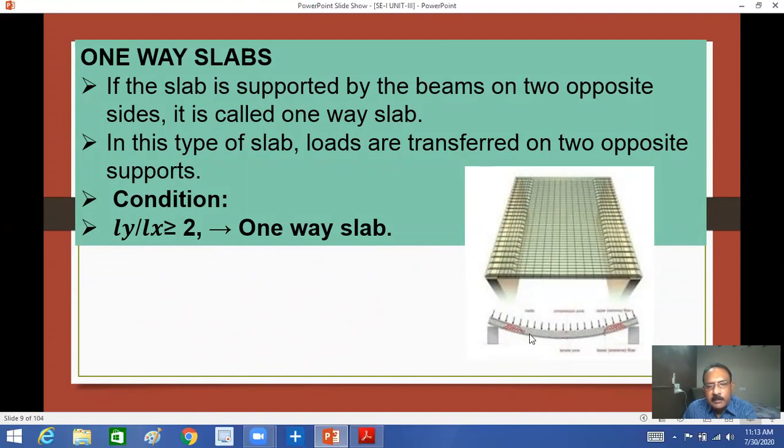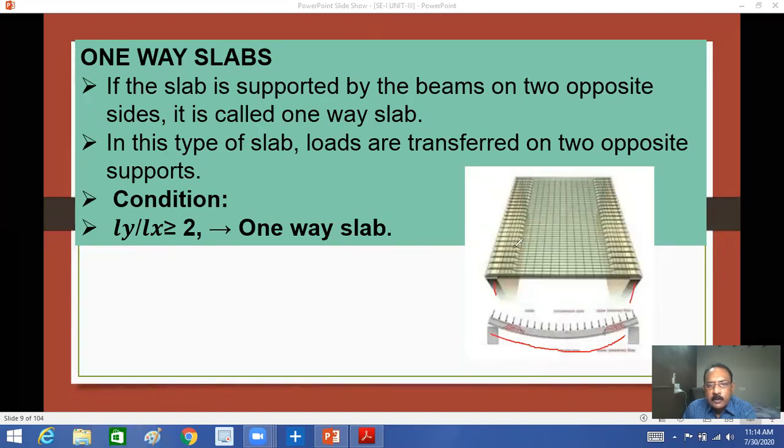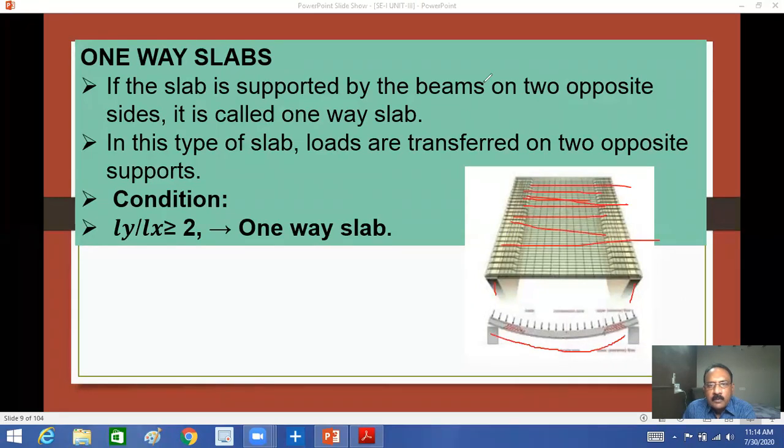In a one-way slab, the bending moment is like this, only one way, depending only on this, distributed to these beams. So we will provide longitudinal reinforcement in this direction. See, this is your reinforcement. So these loads will transfer to adjacent beams. This is a one-way slab.